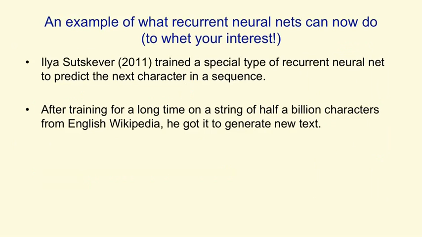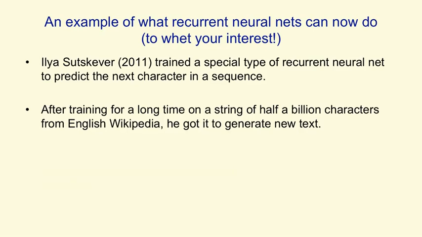So just to show you what recurrent neural nets can now do, I'm going to show you a net designed by Ilya Sutskever. It's a special kind of recurrent neural net, slightly different from the kind in the diagram on the previous slide. And it's used to predict the next character in a sequence. So Ilya trained it on lots and lots of strings from English Wikipedia. It's seeing English characters and trying to predict the next English character. He actually used 86 different characters to allow for punctuation and digits and capital letters and so on.